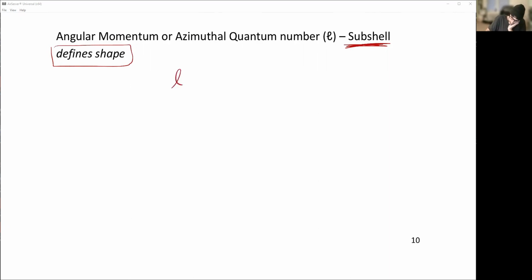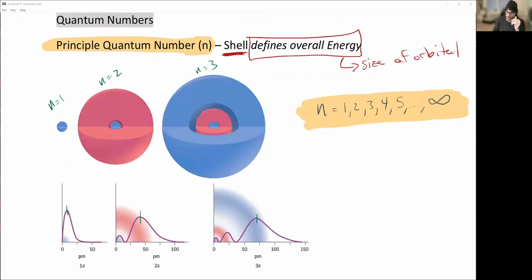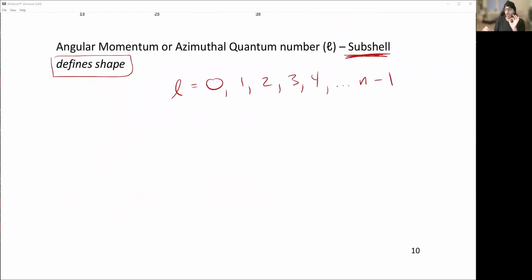L is going to start at 0, 1, 2, 3, 4. And here is where it connects to the previous one. It goes all the way out to n minus 1. So as soon as you know n, you know how many possible subshells you're allowed to have for the azimuthal quantum number. By the way, it's defined as just a script L. That's how we define it.